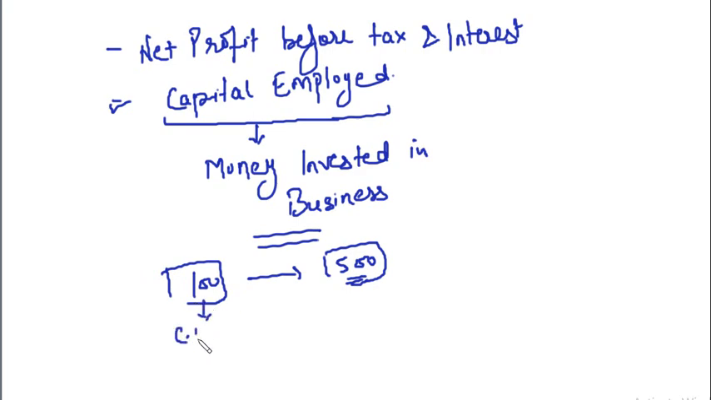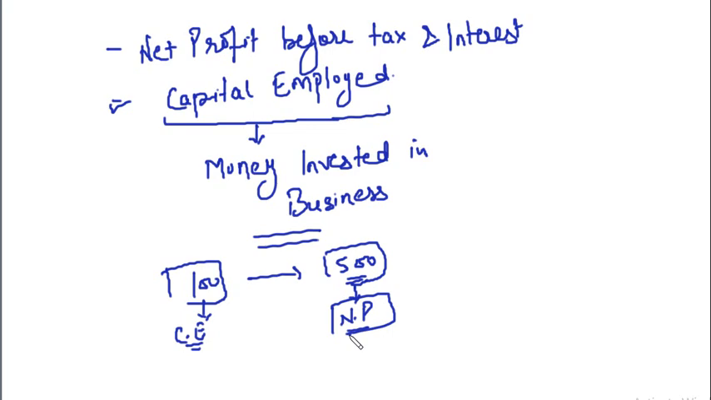This is your capital employed, right? You invested 100 rupees in your business, and by investing 100 rupees, what is the return that you are getting? What is the profit that you are earning from that business? The profit is 500 rupees. This is net profit. Before taxes and interest means before paying any statutory requirements, before meeting any statutory requirements, overall what you are earning. Clear?